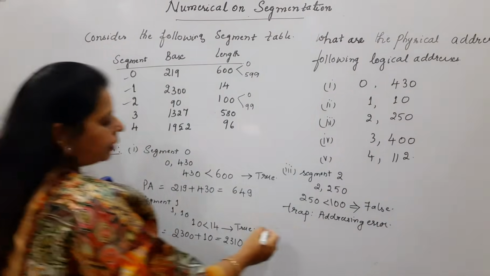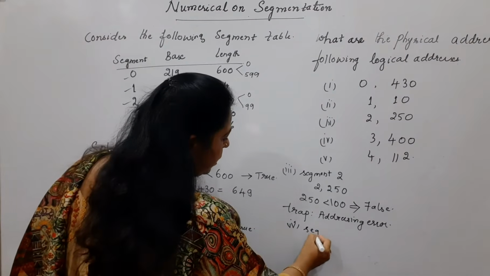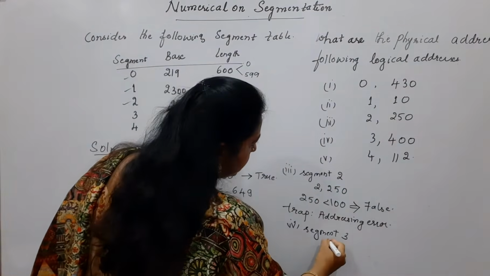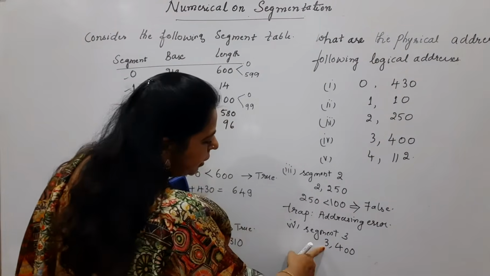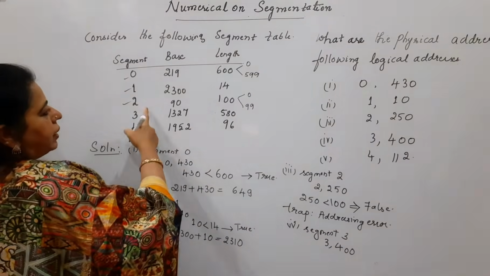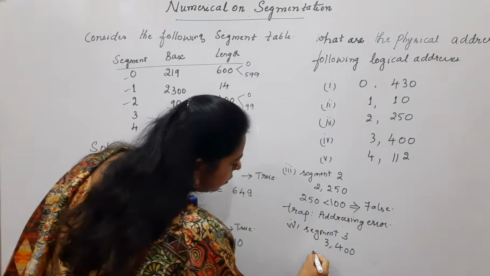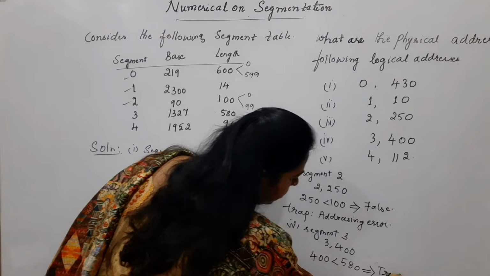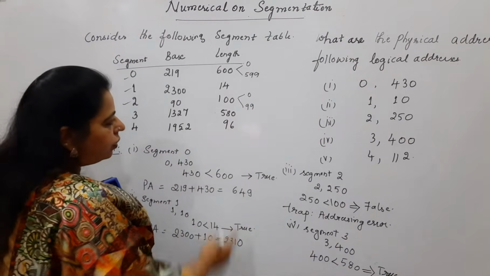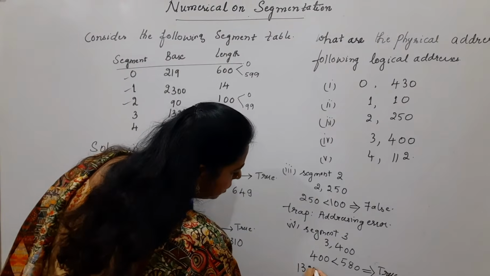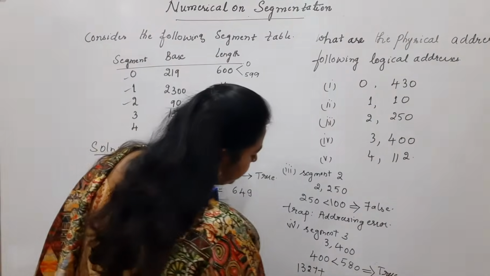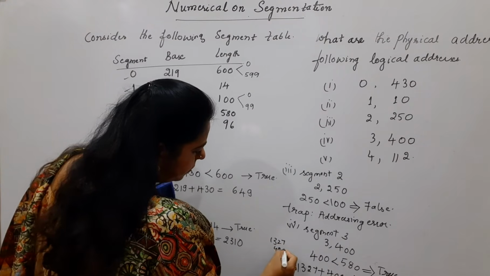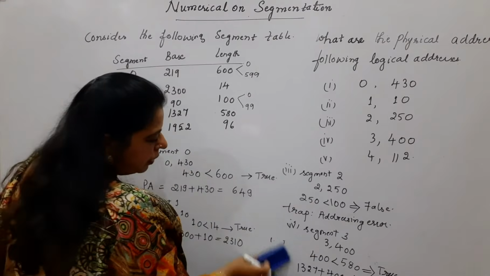The next segment, I'll write down here, segment 3, and the given logical address is 3 comma 400. 3 is pointing to the segment number, 400 is the displacement value. But here you check the length given, 580. So 400 less than 580? Yes, it is true. If it is true, it is in that particular range only. So it is a valid value. That time you can add 1327 plus the displacement value given, 400. You will get 1727.